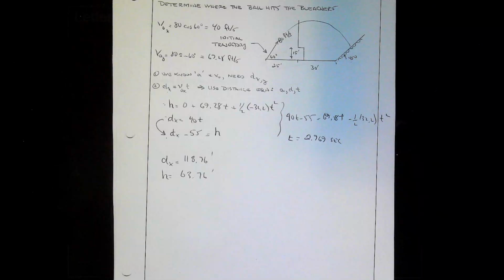So if you do that, dx is 118.76 feet. The height, subtract off 55, is 63.76 feet. Of course, we could have stuck t into this equation and got the height directly that way. More than one way to skin the cat. All right. We'll have more problems here in just a moment.